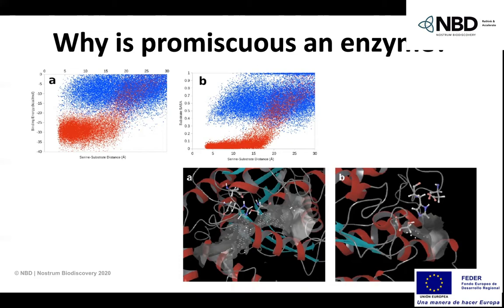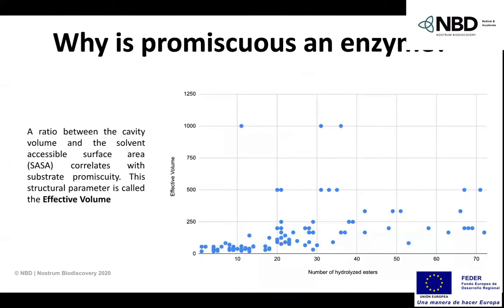Of course, this example is with only two, but when we move this to a big data set of 150 esterases, and we test this idea across all these different esterases, we obtain this correlation. This correlation between what we call the effective volume, a ratio between the volume of the cavity and the solvent accessible surface area, and the overall substrate promiscuity. And we can see how we can classify perfectly promiscuous enzymes from non-promiscuous enzymes.